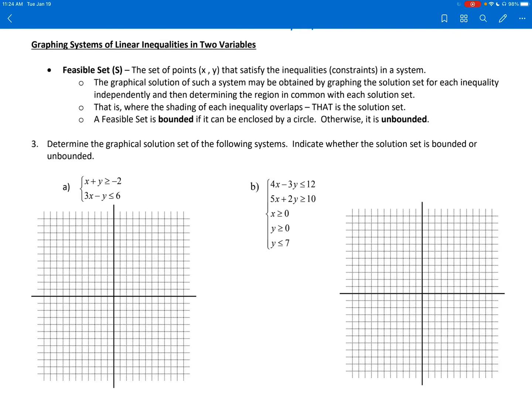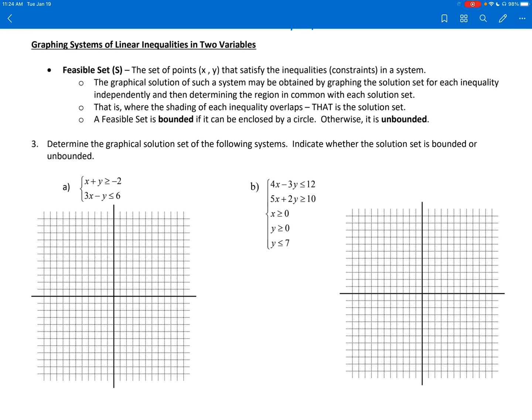Okay, so in our first two examples, we graphed a single linear inequality. So now we're going to extend that to graphing systems of linear inequalities, so two or more linear inequalities combined at the same time. A feasible set, denoted with a capital S, is the set of all points that satisfy the inequalities, which are also sometimes called the constraints in a system.